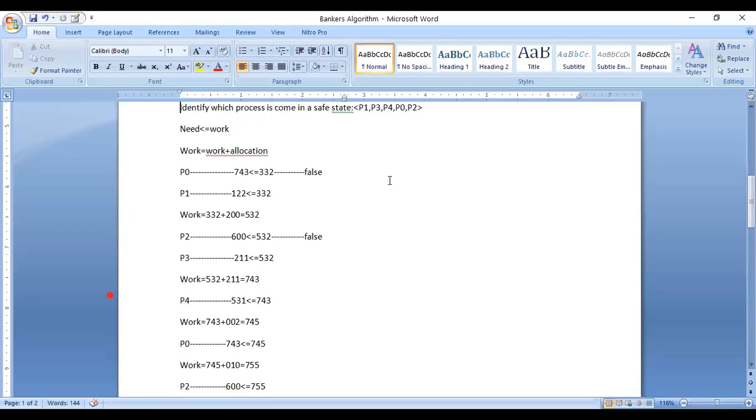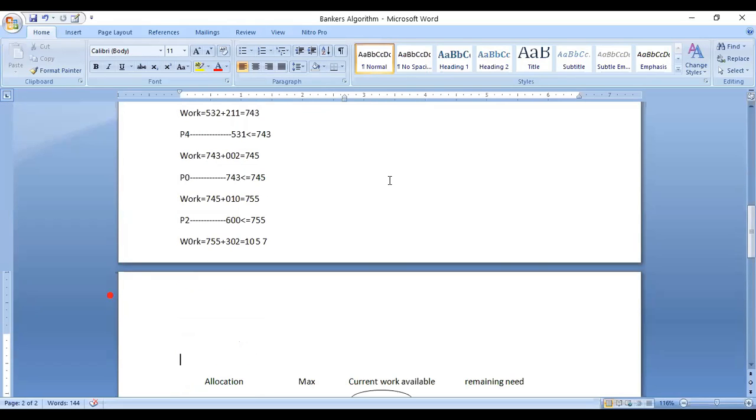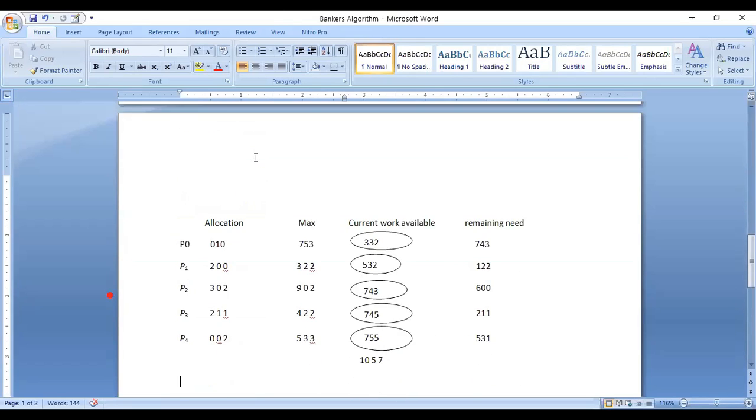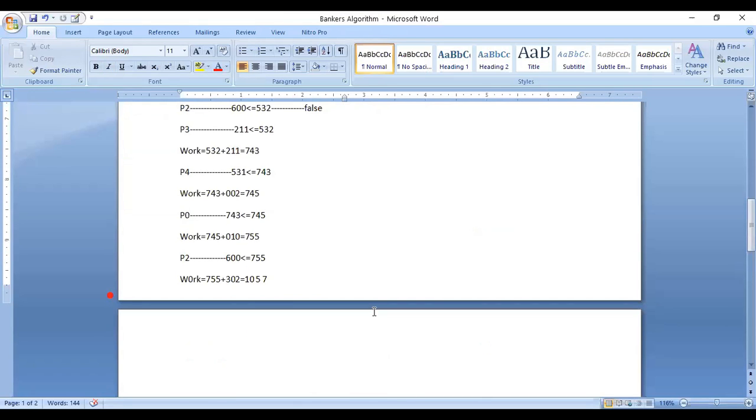So now safe state has P1, P3 and P4. So P4, what is the current updated value here? 745. Instead of 743, it will be updated. How many resources are available now? 745. So the current work available is 745. So next, how many processes are pending? P0 and P2. Again, you have to check if they can execute or not.